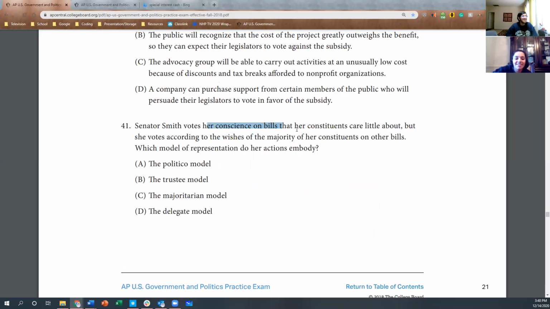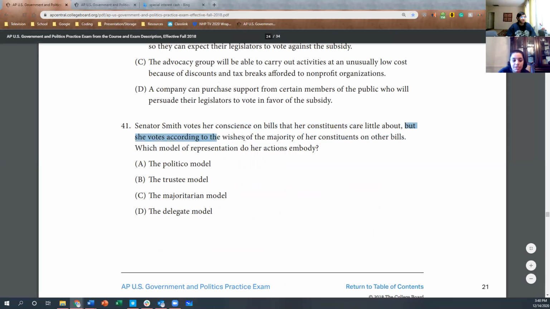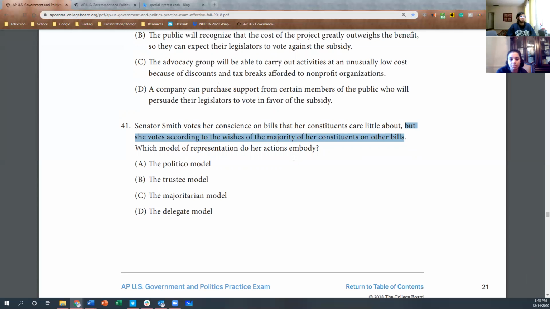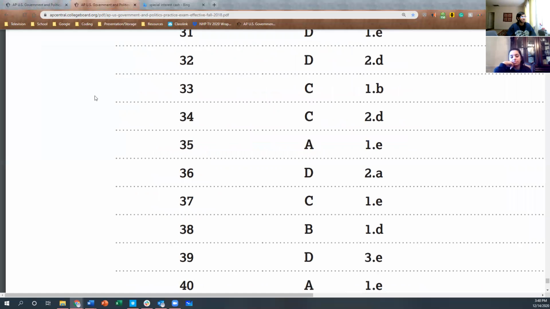Some bills that our constituents care little about. So that looks like a trustee model. Yeah. But she votes according to the wishes of her... But then that looks like delegate. But she votes according to the wishes of the majority of her constituents on other bills. Yeah. I guess if it's majority, then... Is it delegate or trustee? Then delegate, I guess? Yeah, I guess.